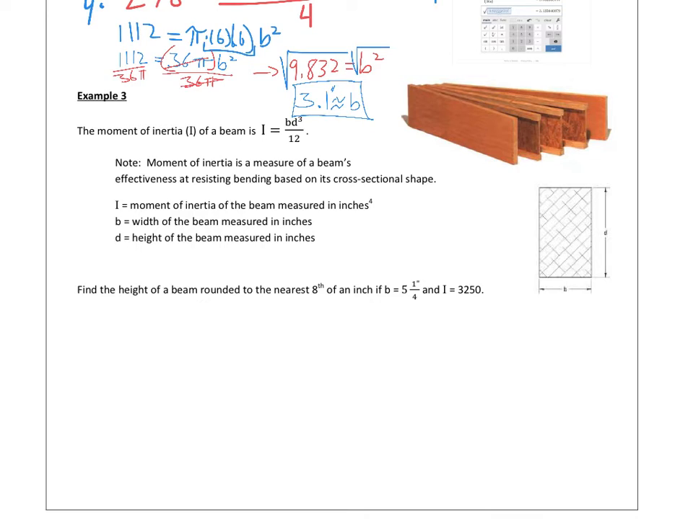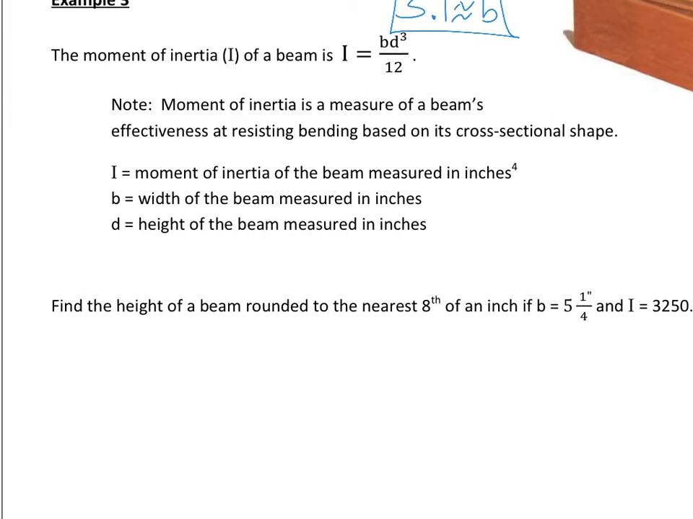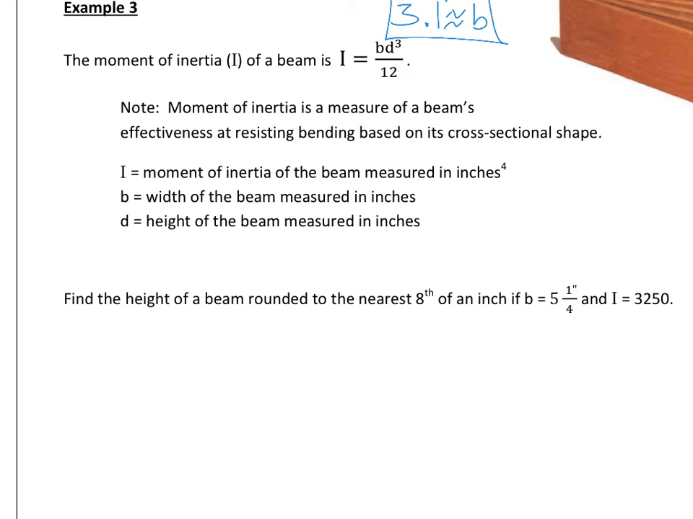All right, and let's plug in some things we know. We want to find the height. We want to find D. D is the height, to the nearest eighth of an inch. And b is 5 1/4, and I is 3,250. So they tell us what that is. So 3,250 is I. We're going to use our formula up here.